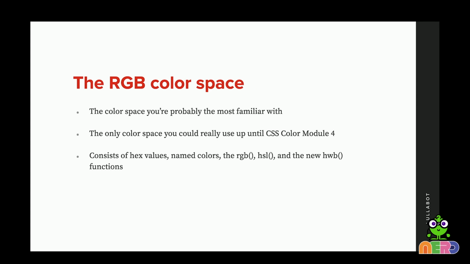So again, this is the color space you're probably most familiar with if you've been doing any work on the web with color. And like I said, it's the only space you could really use up until CSS Color Module 4. And this one consists of things that if you've written CSS and you've defined colors, you'll know: hex, the named colors, and then the RGB and HSL functions, which have been around for a while, and then HWB, which is new as of CSS Color Module 4.